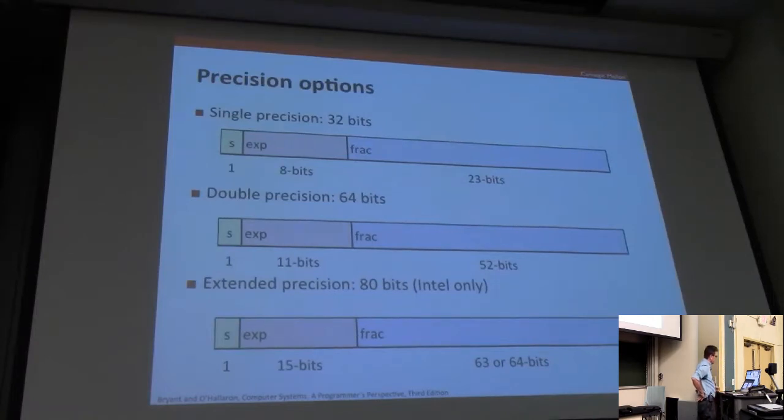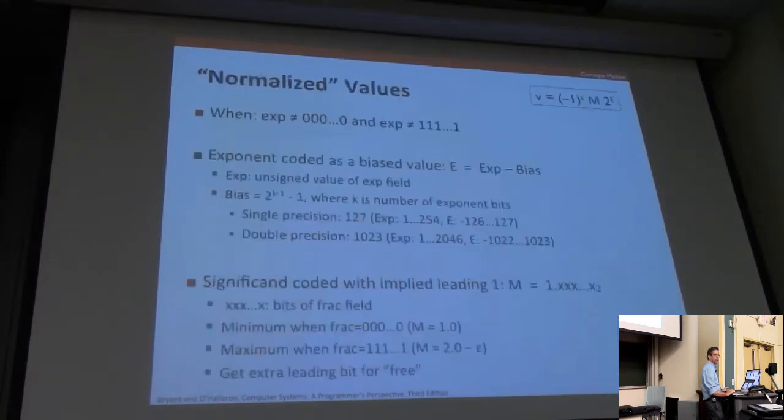Now, IEEE floating point provides two different kinds of floating point. There's single precision, 32 bits, and so-called double precision, which is 64 bits. There's this funky Intel extended precision, which is non-standard, and we won't talk about it anymore. In single precision, 32 bits, you have one sign bit. There's always a sign bit. You have 8 exp bits and 23 frac bits. In double precision, you have 11 exp bits and 52 frac bits.